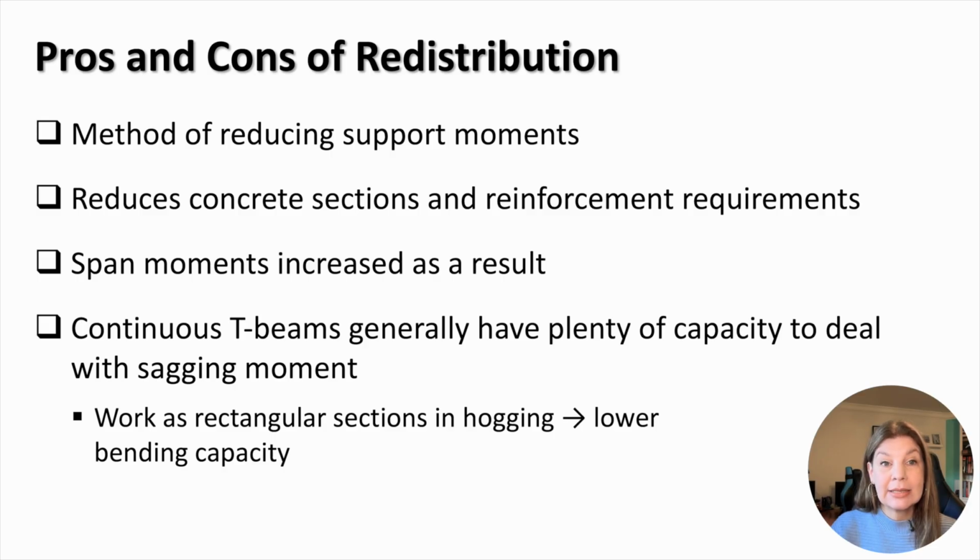Benefits of redistributing moments in continuous reinforced concrete beams include the reduction of moments at supports where the bending capacity is lower. Consequently, concrete sections and reinforcement requirements at supports are also reduced. The redistribution of support moments results in the increase of span moments. However, continuous T-beams generally have plenty of flexural capacity to deal with increased sagging moments.